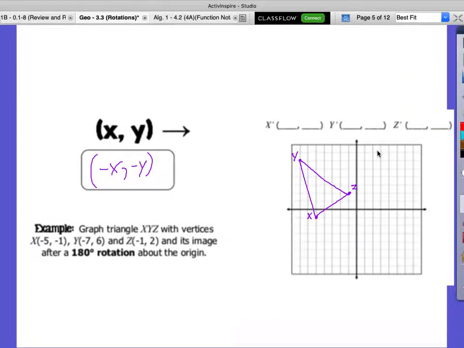Okay, and now we're going to rotate 180 degrees. So we're going to take our x comma y and just make them negative. Jocelyn, what would x prime be? 5 comma 1, okay. Amber, what would y prime be? 7, negative 6, okay. And then Riley, what would z prime be? 1, negative 2. Very good. So now we'll plot those.